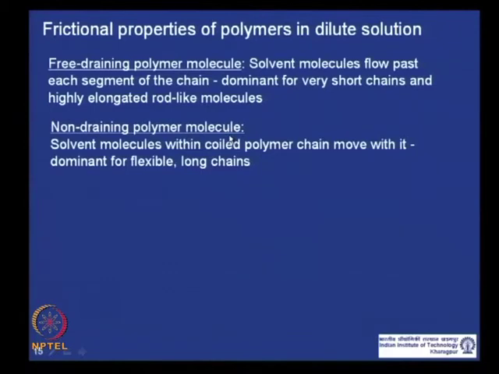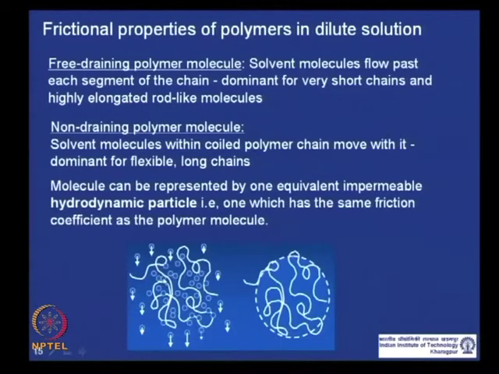The other one is the non-draining polymer molecule, which is the case for most polymer molecules. Any flexible polymer chain is closer to a non-draining polymer molecule. In a non-draining polymer molecule, the solvent molecules within the polymer coil move along with it. If this white region is the coil, and these circles are solvent molecules, when the polymer moves, it takes the solvent molecules along with it. So, you can imagine that this polymer coil in a solvent is like an impermeable sphere, which consists of the polymer coil and the solvent molecules associated with the polymer chain.